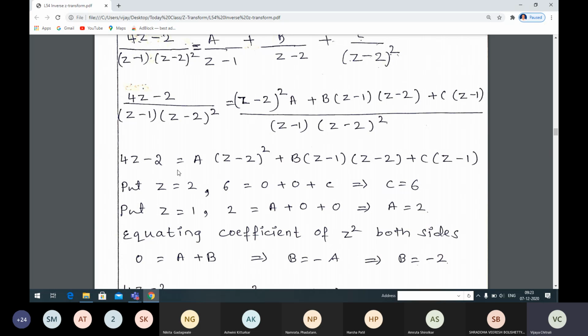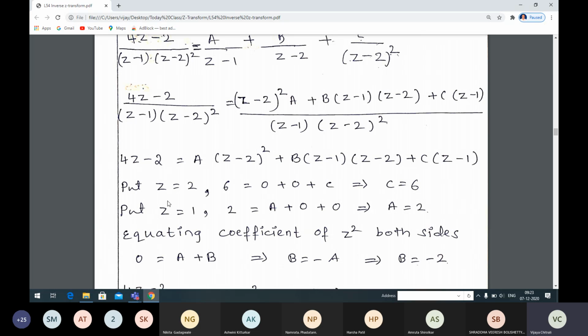So (4z - 2)/((z - 1)(z - 2)^2) is equal to A/(z - 1) + B/(z - 2) + C/(z - 2)^2. Now, on proper substitution of z, we need to find A, B and C. Substituting z = 2, the terms with A and B become 0, so we can find the value of C very easily. And substituting z = 1, the terms with B and C become 0, so we get the value of A.